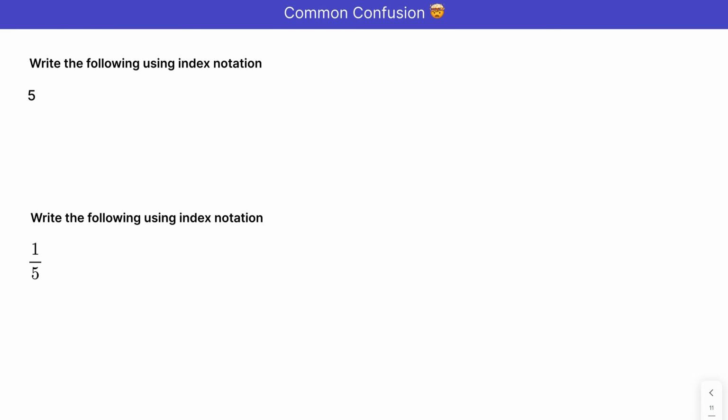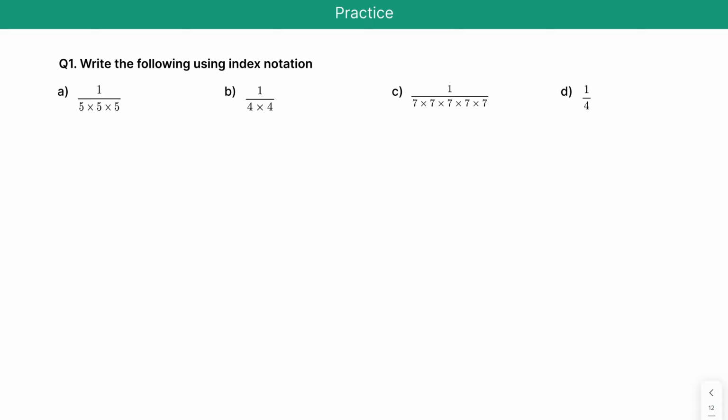So just a common confusion to address before we move forward. We can write this in index notation as 5 to the power of 1. Okay, so with this, you can imagine there's an invisible 1 on there. And we can then write this like that. Okay, so here's some practice questions. Press pause now and have a go. Here are the answers. Mark your work.